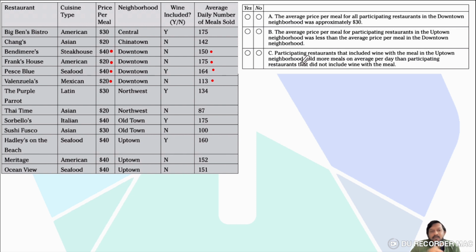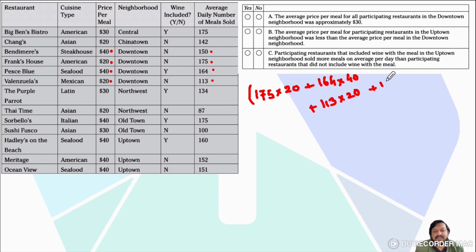The way to calculate will be: 175 into each one of them being $20 plus 164 into each one of them being $40 plus 113 into each one of them being $20 and 150, sorry we missed the first one, 150 each one of them being $40. That divided by the total number of meals, that is 150, 175, 164 and 113, that comes out to be equal to 602.